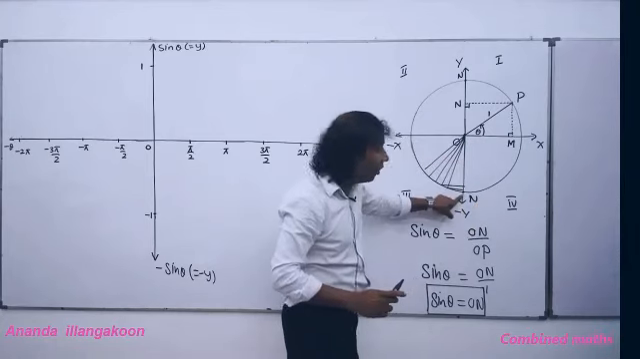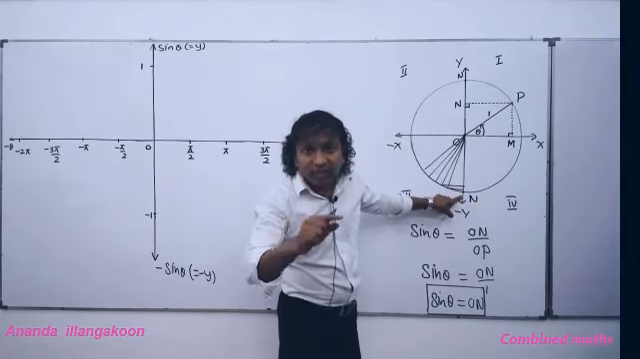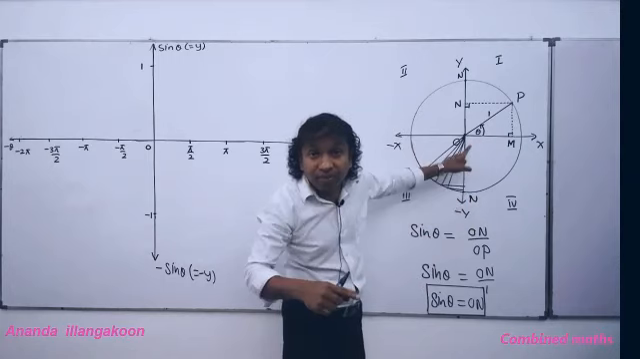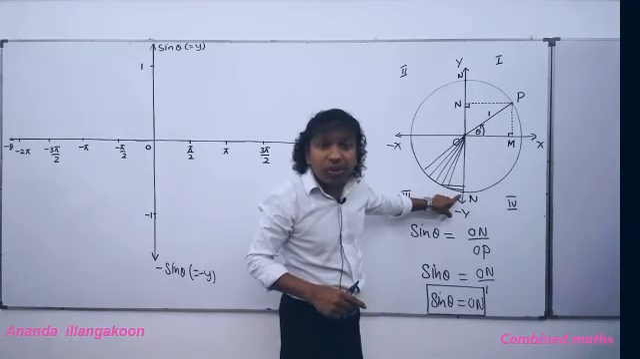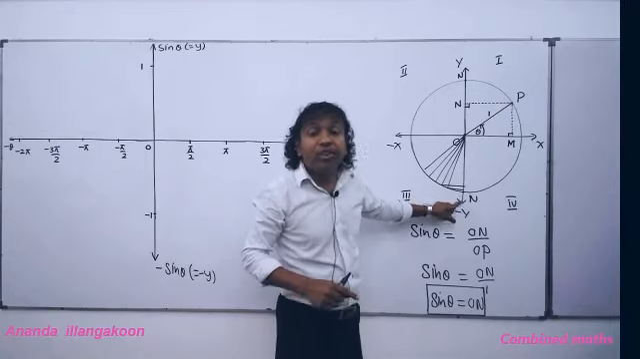That location, what is ON? ON is minus 1, no? Because this perpendicular projection is taken from the y-axis. In this case, it is on the negative y-axis. Therefore, ON is equal to minus 1.